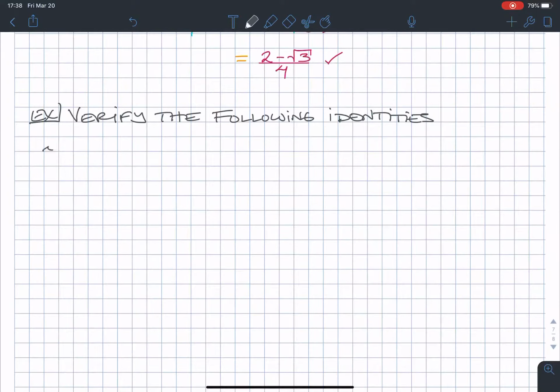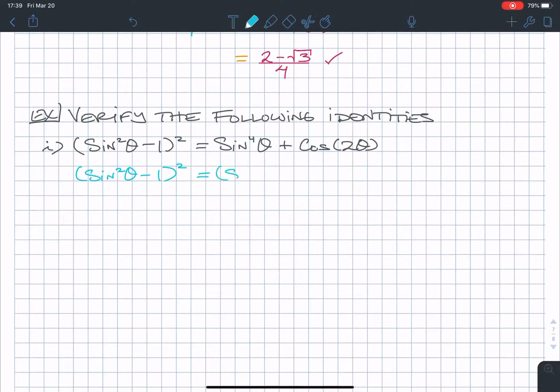So number 1, let's say we have the quantity sine squared theta minus 1, all squared, is equal to sine to the 4th of theta plus cosine of 2 theta. Okay, so I'm going to start on the left. Doesn't really matter. In this case, they're both equally ugly. But since I've got something squared here, let's go ahead and distribute.